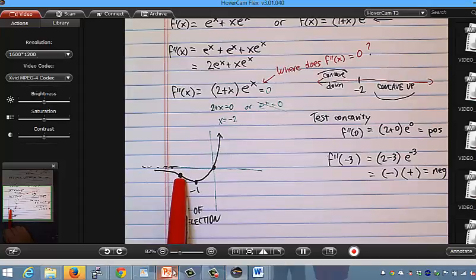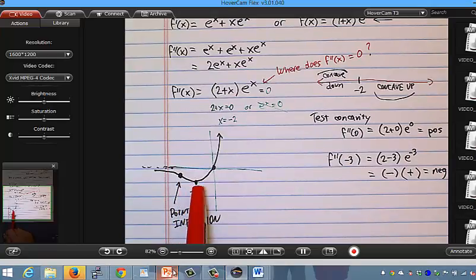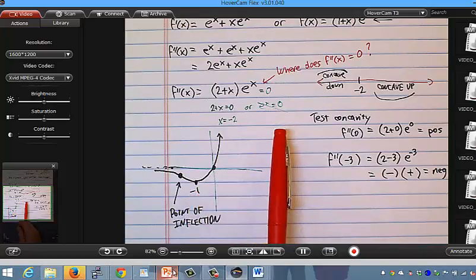I'm decreasing more. Once you get past the point of inflection, I'm still decreasing, but I'm decreasing less. I'm decreasing, but it's not as steep anymore, until I get to -1. That's where it bottoms out, and then what's it do after that? It increases, and it increases more and more and more.